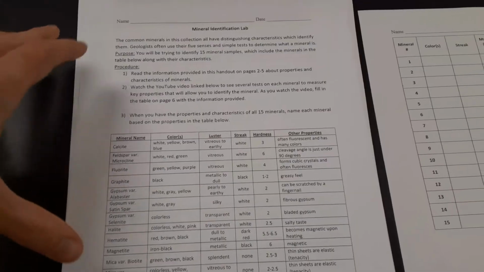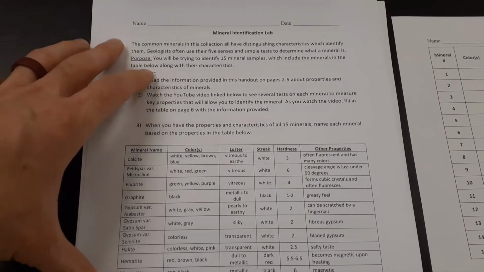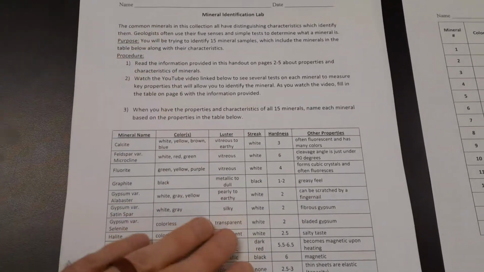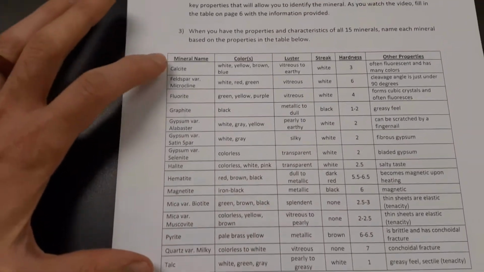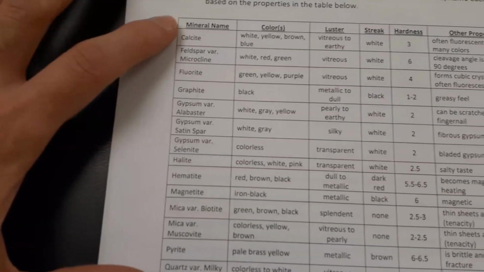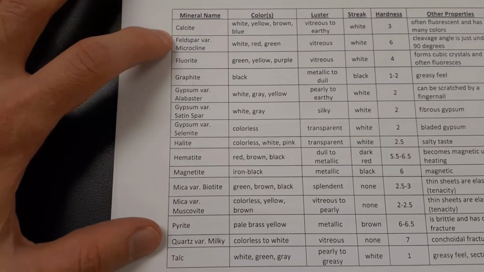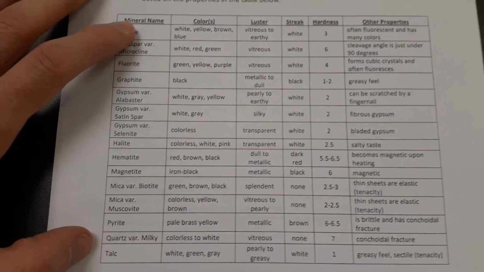All right, so materials, lab handout. I'm going to put a copy of this in the description. My students can get this from Canvas as well. These first 5 pages here have a lot of useful information that you want to read through. Probably the most useful though is your actual minerals. So we're going to be looking at 15 minerals. Right here they're listed in alphabetical order with a lot of their characteristics.